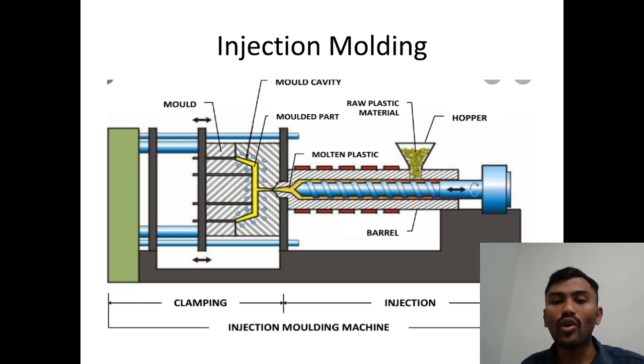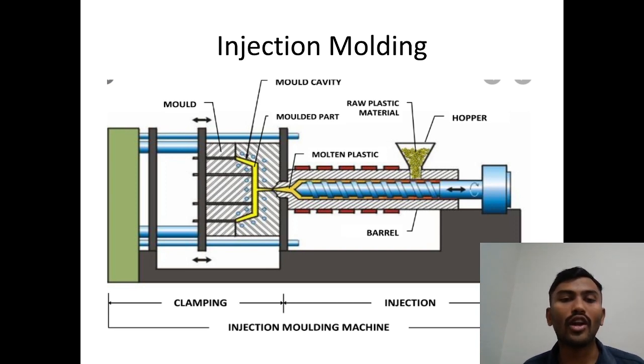As the barrel rotates, the material becomes liquid, not purely liquid. It will be semi-liquid, not solid and not liquid. After that, it passes through the barrel and becomes molten plastic. That molten plastic will be sent into the mold part at a certain temperature.